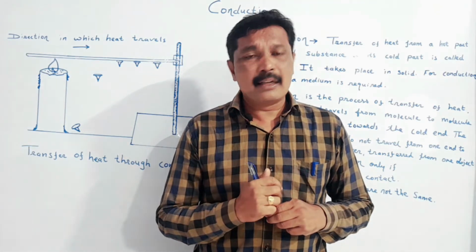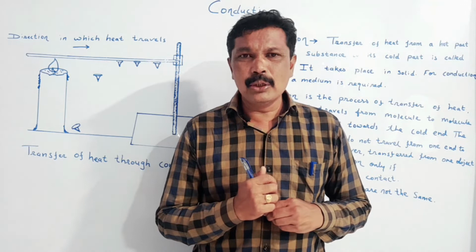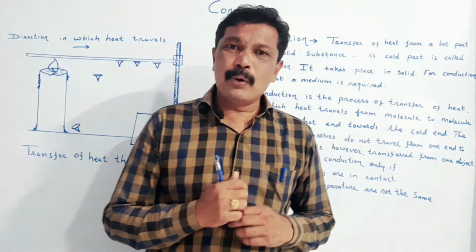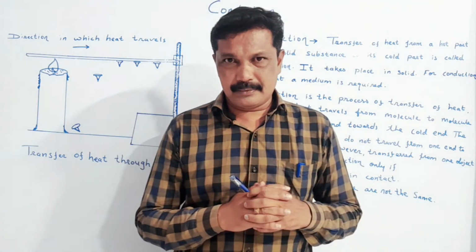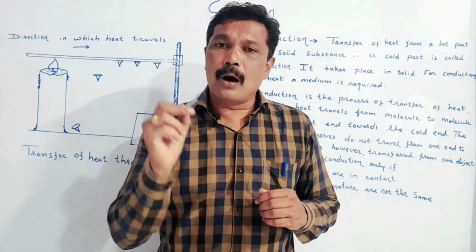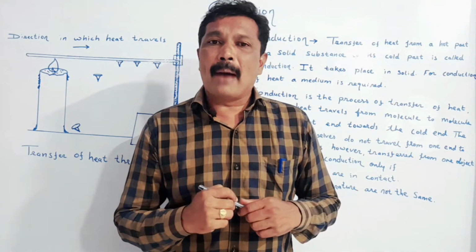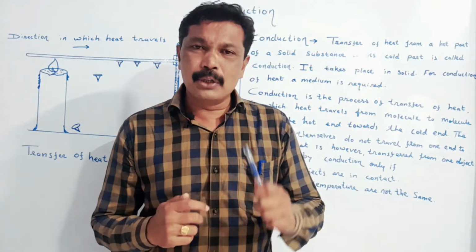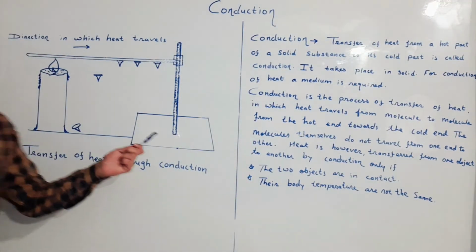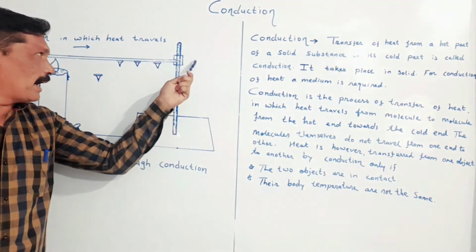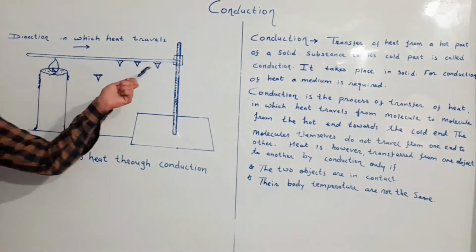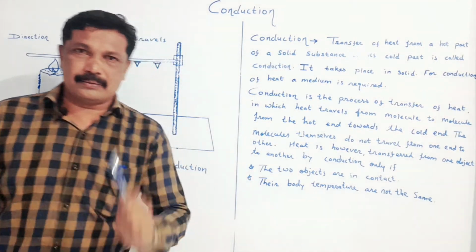My dear student, again one more activity we are going to see. In this activity, I am going to take a stand and fix a 25 centimeter long iron rod. If you observe the diagram on the whiteboard, you will see that I have taken a stand. To this stand, I have fixed an iron rod.